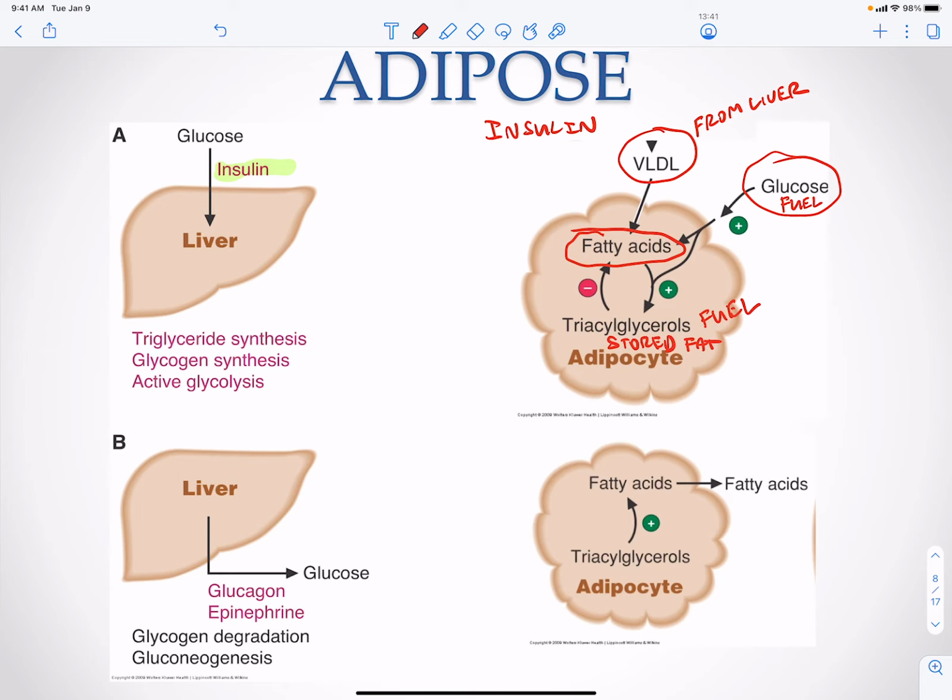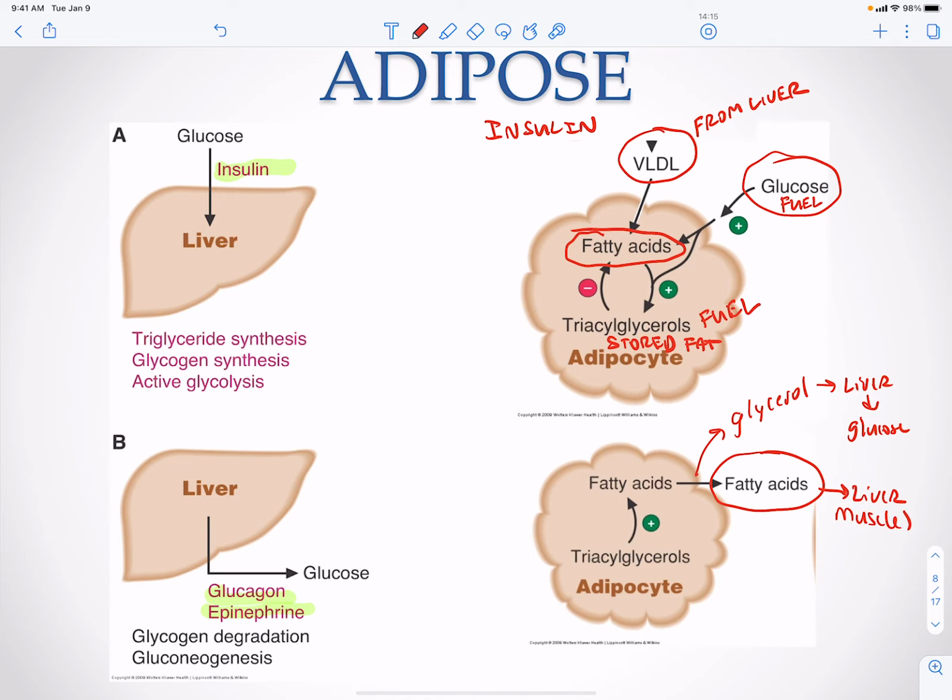And then in the fasting stage, where you have your glucagon and epinephrine, your adipose tissue is going to break down your fats and release the free fatty acids, and it's also going to release glycerol. Now the glycerol is going to go to the liver, and this is going to be used for making glucose. Your fatty acids are going to go to the liver and muscle, and this is going to be used for fuel.